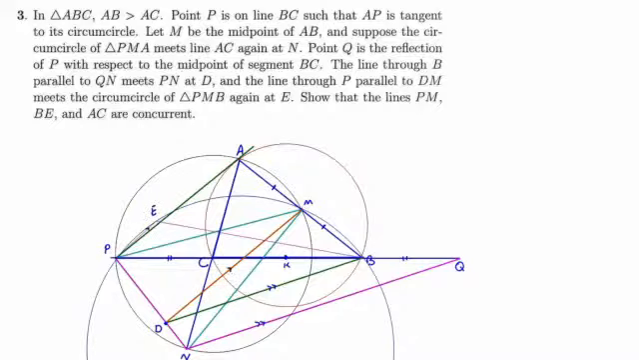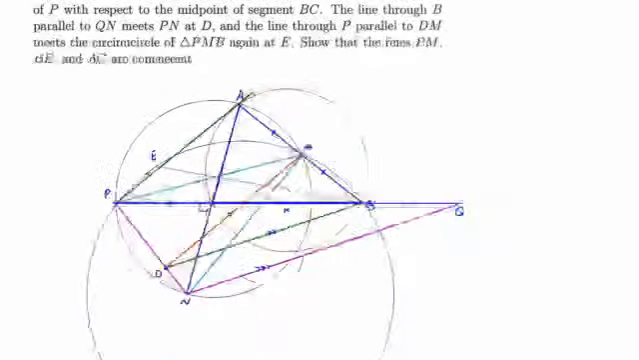So show that the lines PM, this line, BE, this line, and AC are concurrent. Before solving this, I want to tell you what Ceva's theorem is. Let me explain it for you here.